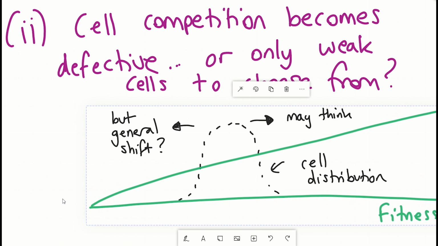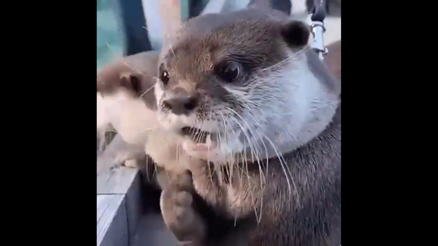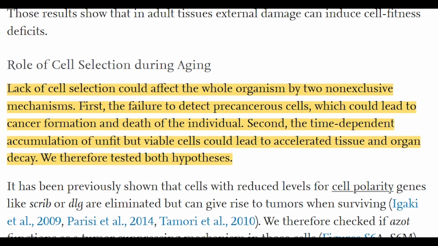Now, I don't really have much evidence to back this up, but it has two potential consequences. Firstly, the organism is then less able to detect precancerous cells, which could lead to cancer formation and death of the individual. And then secondly, there could be a time-dependent accumulation of unfit but viable cells that could lead to accelerated tissue and organ decay.